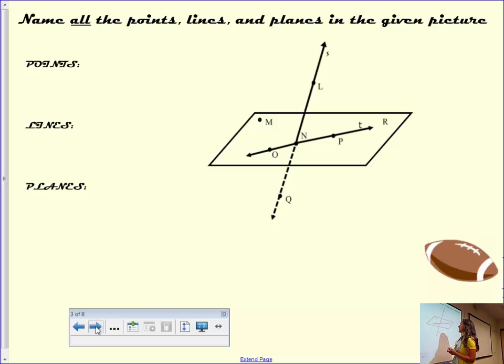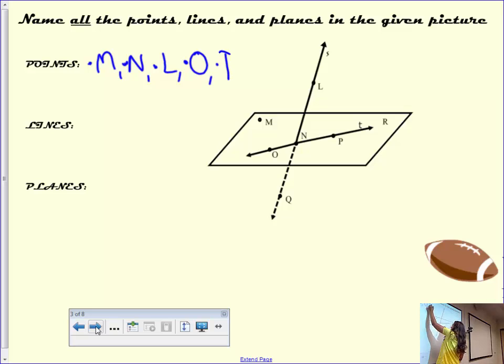All right, so there are tons of points on this diagram, this example. So let's just start. We have point M, point N, point L, point O, point P, and finally point Q. The ones that you should have not listed on there are S, R, and T, because those 3 actually name the lines and the planes, like Mrs.